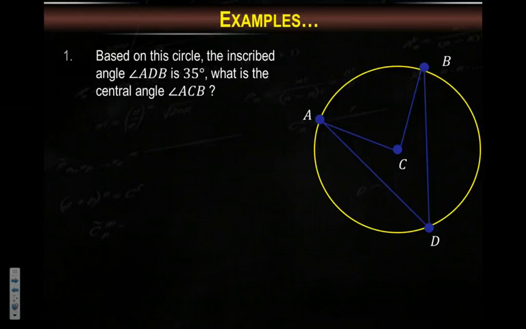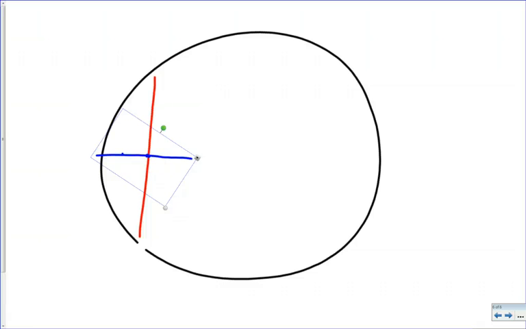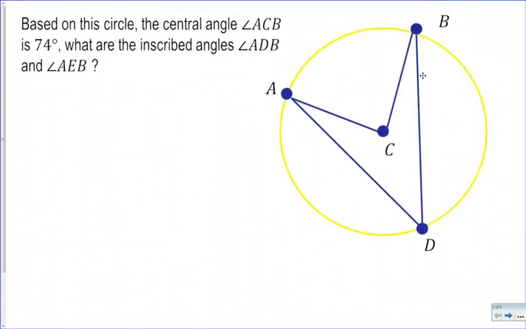These are sample questions. Here's a circle. We know that the angle ADB, right there, is 35 degrees. What's the central angle ACB? Good question. Now I put this same problem up here.